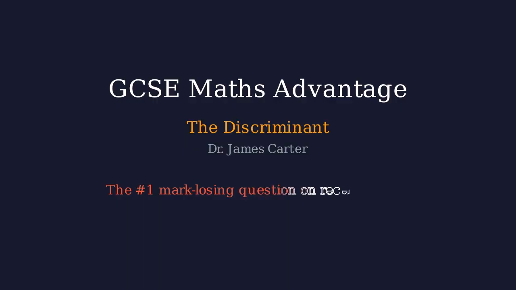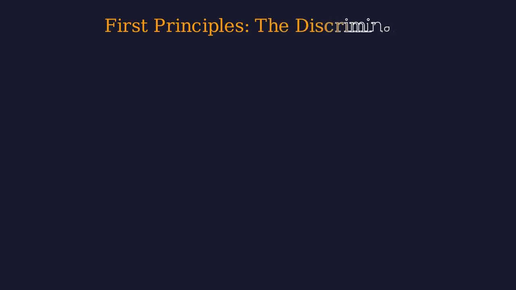This one question cost marks on more papers than any other last year. Students muddled whether a quadratic had 2 roots, 1 root, or none at all, and lost easy marks doing so. Here's the promise. Calculate b squared minus 4ac, make a short statement, and that confusion disappears.